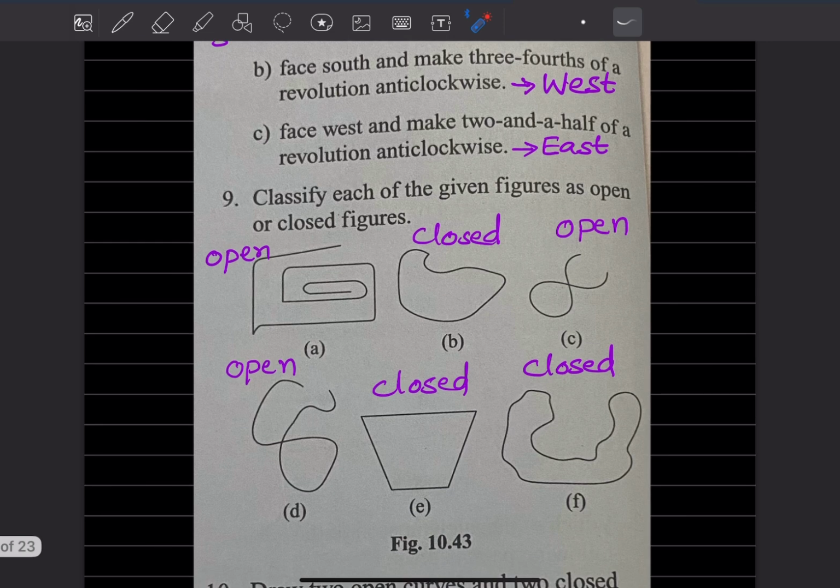Here, classify each of the given figures as open or closed. Now you can see this is open, because this part is open. Now this shape has no open part in it, so this is closed. This part is open, so this is open. Again, this part is open. Here you cannot see any open part, so this is closed. Here again you cannot see any open part, so this is a closed one.